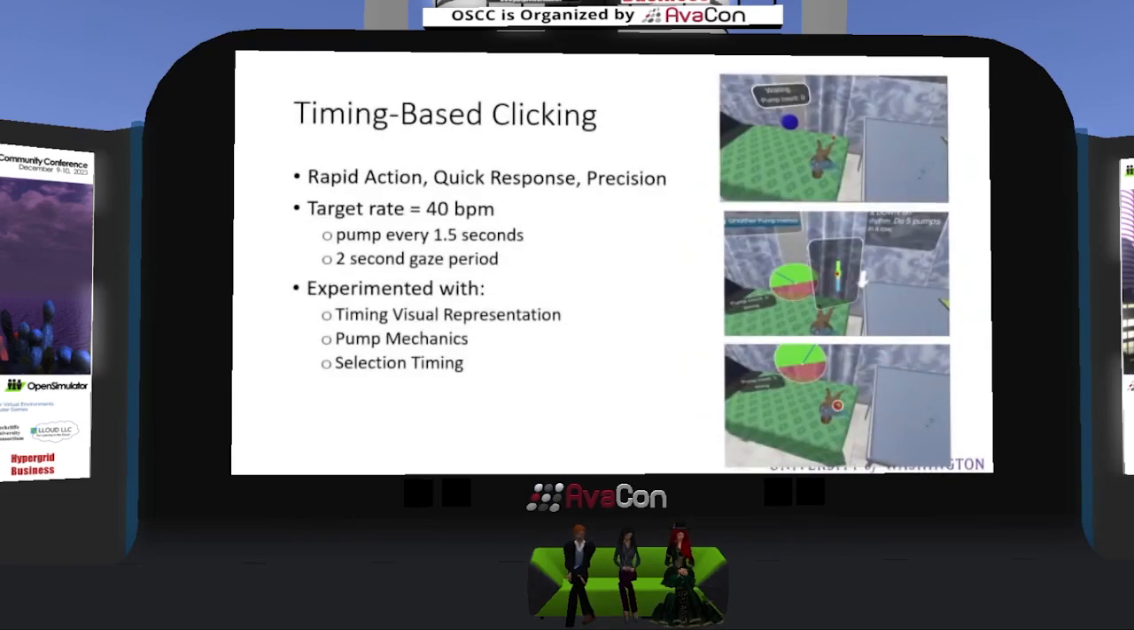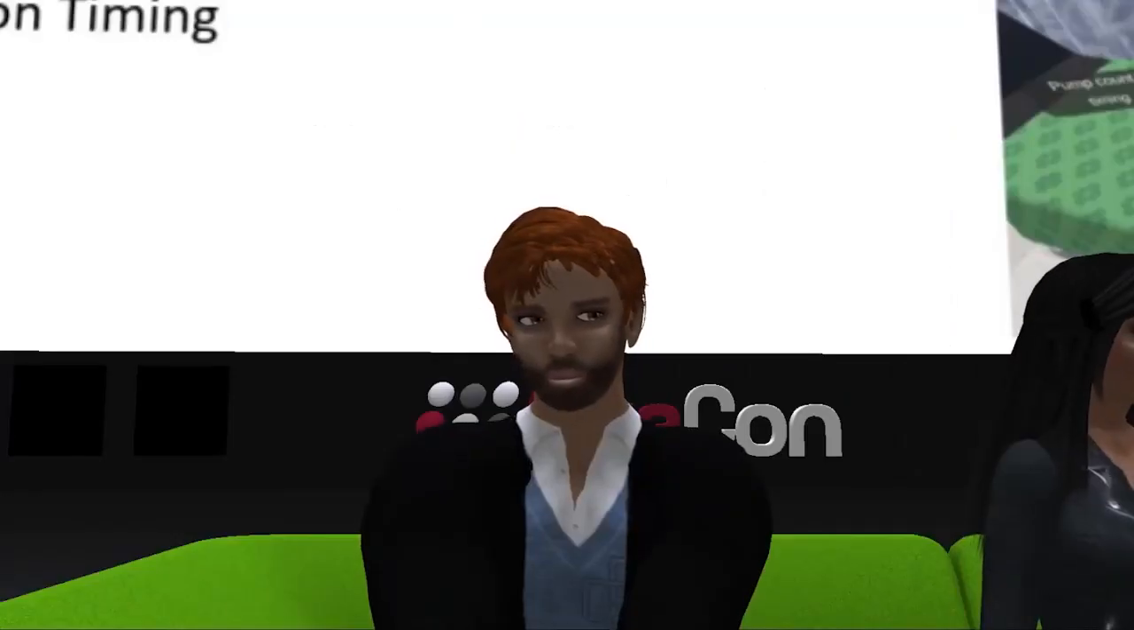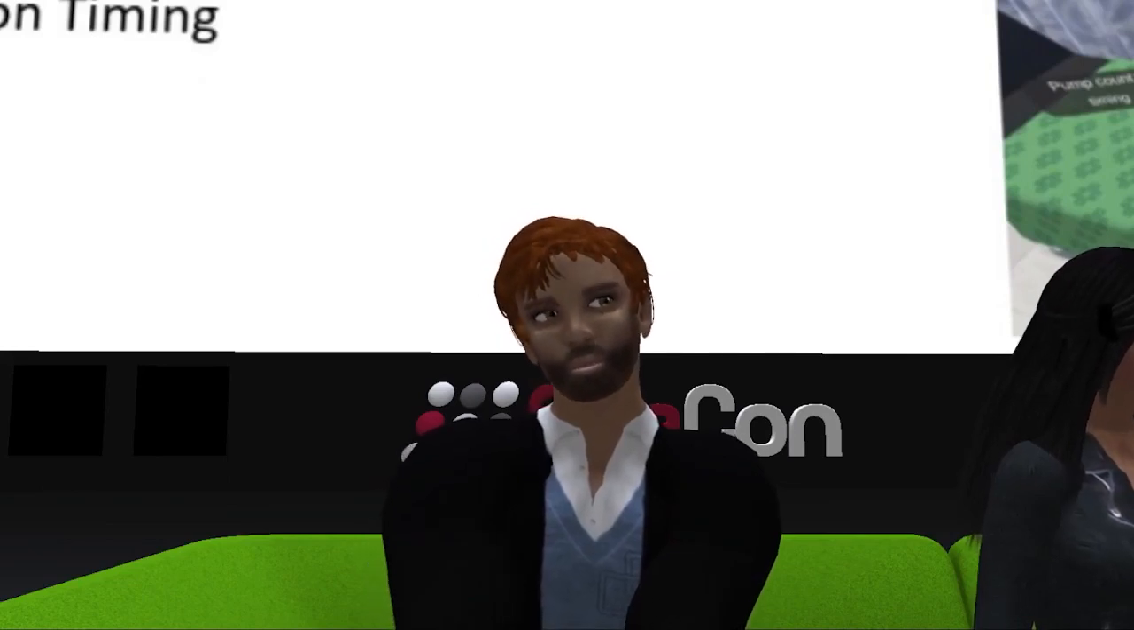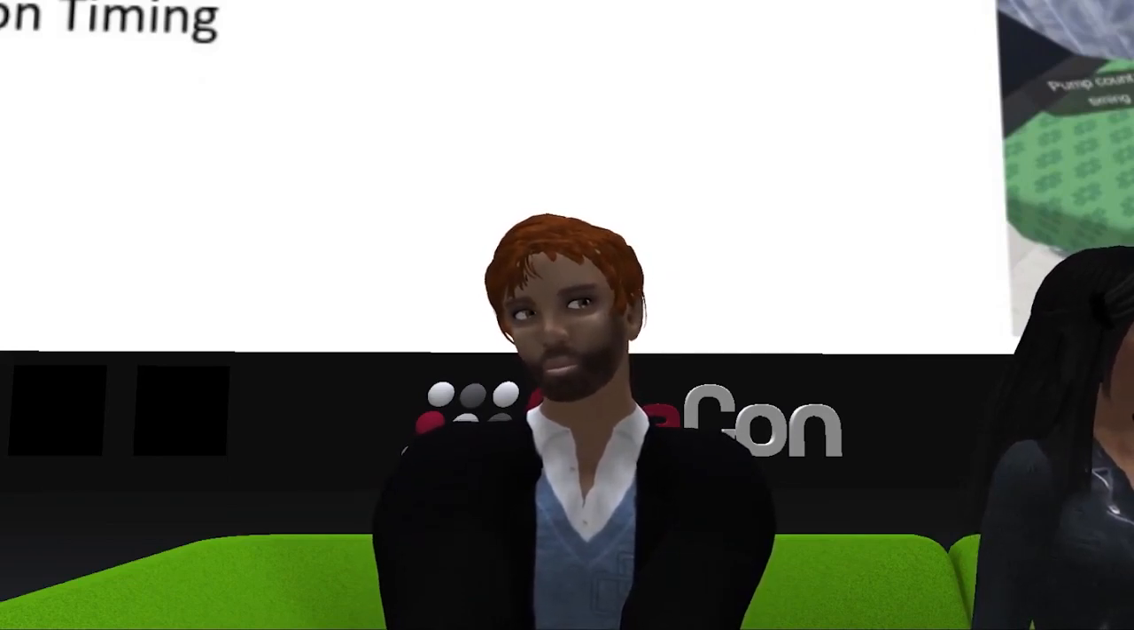We had major problems with timing-based clicking. So this took the form of ventilation. This required rapid action, quick responses, and precision. It was very important to us that our users understand what the correct timing is for ventilation, and that they actually perform the actions themselves. So right off the bat, you can see the problem. For the given target rate, we have to pump once every 1.5 seconds with a 2-second gaze period. Yeah, that's not going to work.